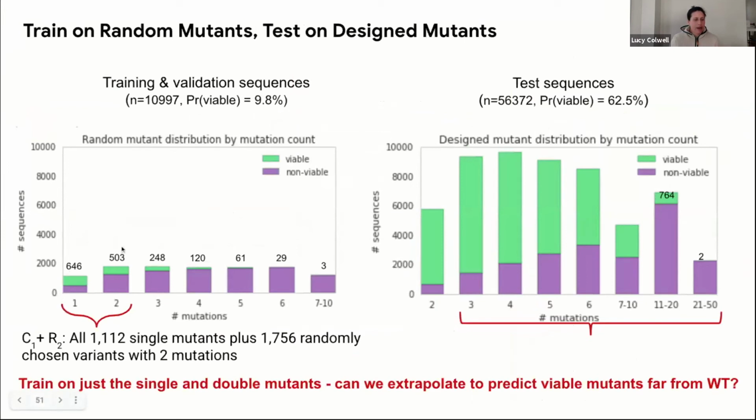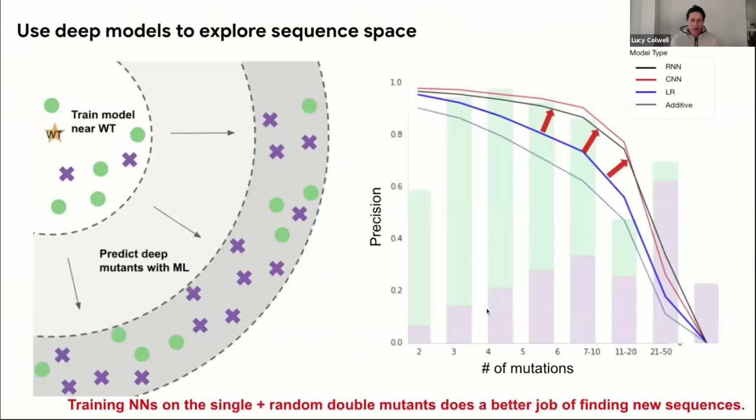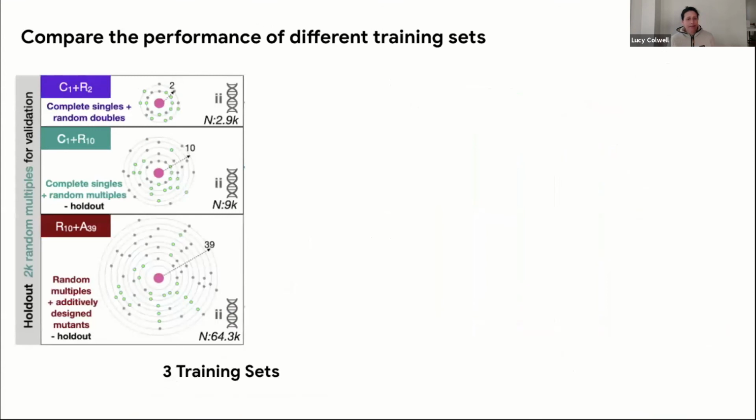So here we gave the model just 3,000 training sequences and evaluated it on a lot of data that was further away from the starting point. And surprisingly, the logistic regression model actually doesn't do as well as the neural networks, even in this limited data setting, which I still don't totally understand exactly what's happening there.